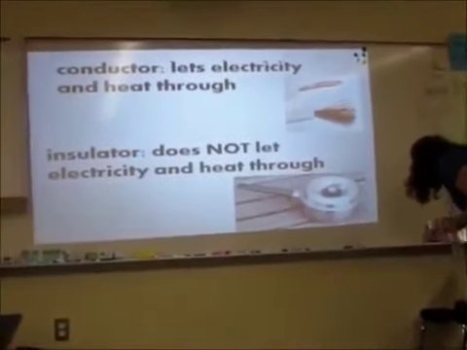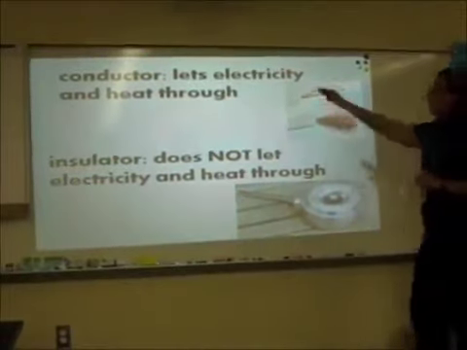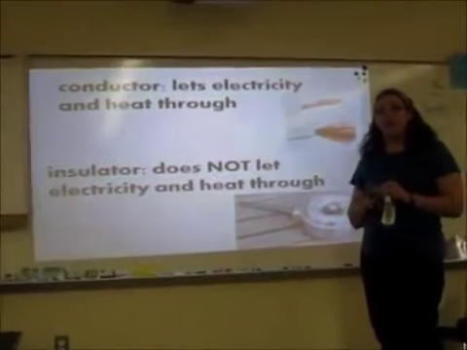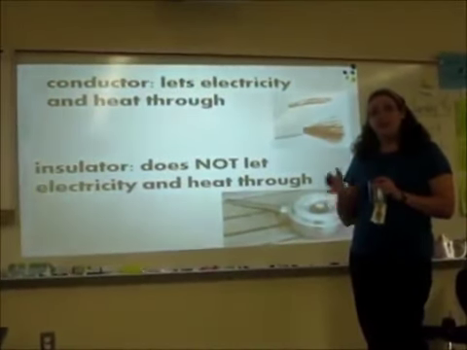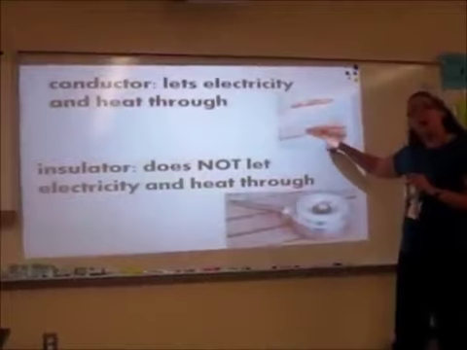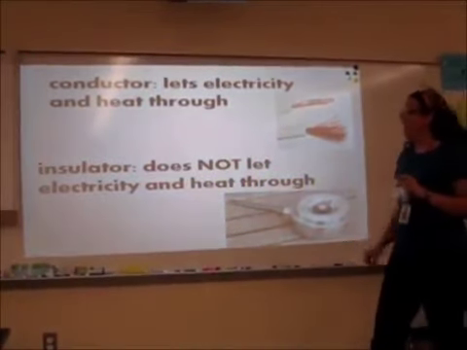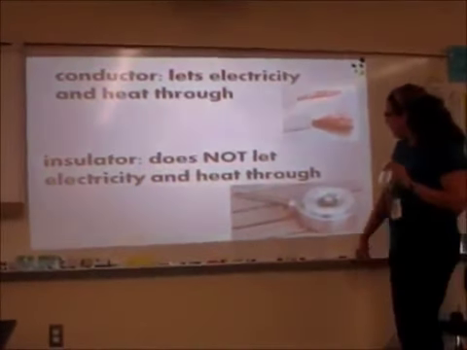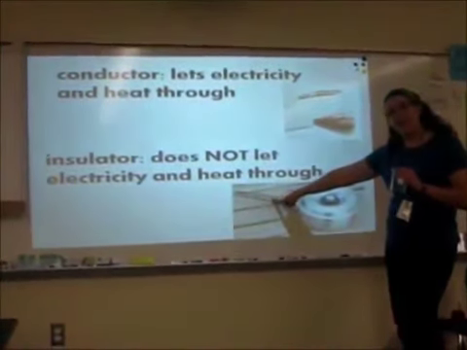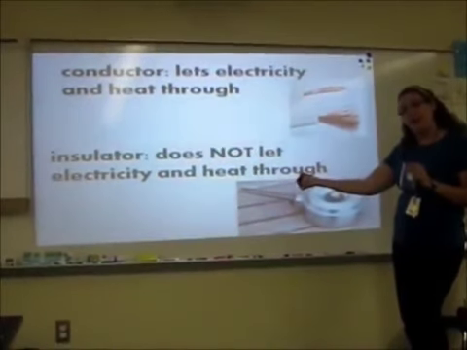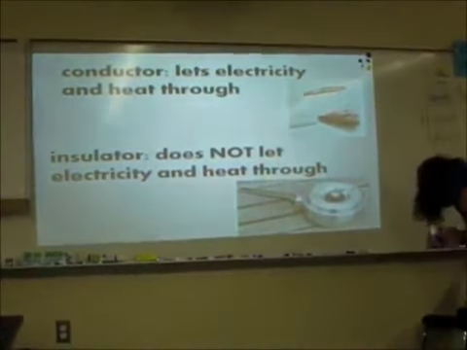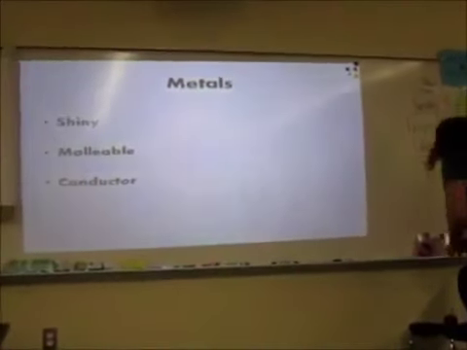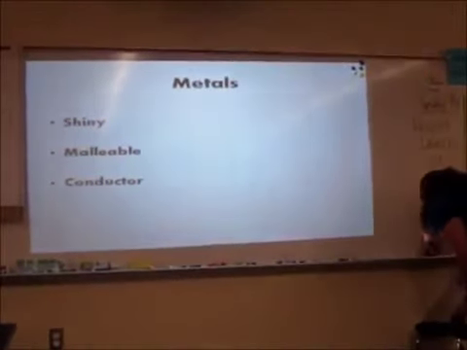You also need to be familiar with what a conductor is and what an insulator is. Remember, a conductor is any material that lets the heat or electricity flow through it. Like these wires are going to let the electricity come through. An insulator does not let electricity and heat through it. So if you look at this pan, this handle is an insulator. You can grab it and the heat's not going to go through the handle to burn your hand. So those are the properties that we're going to use to identify metals, nonmetals, and metalloids.